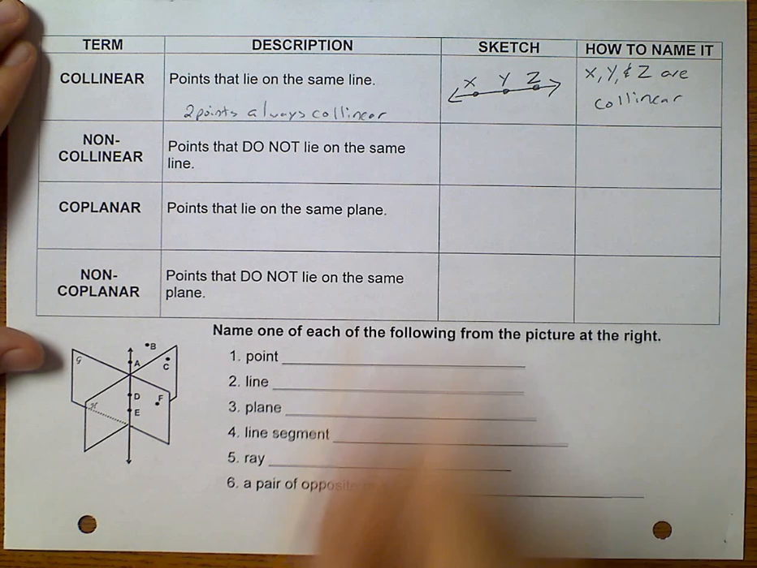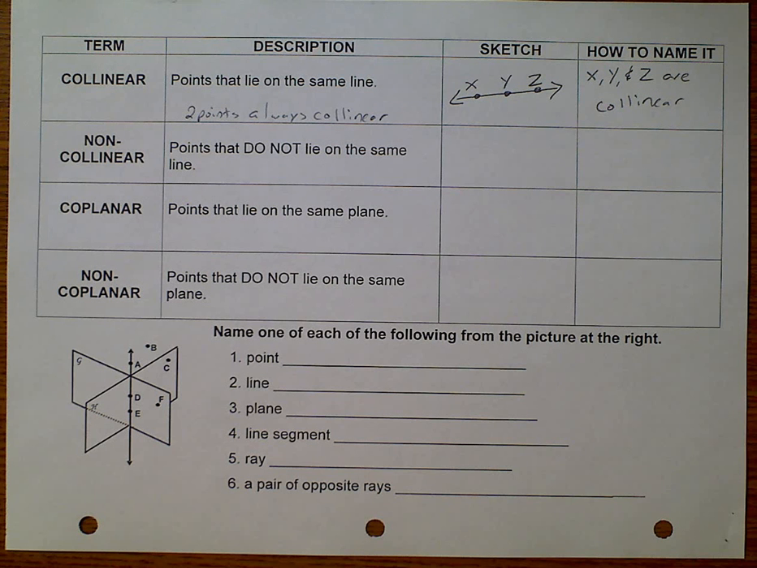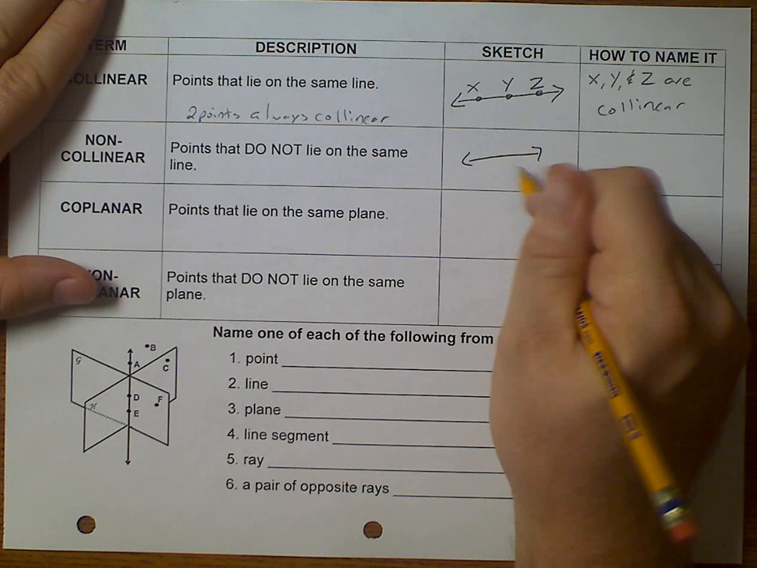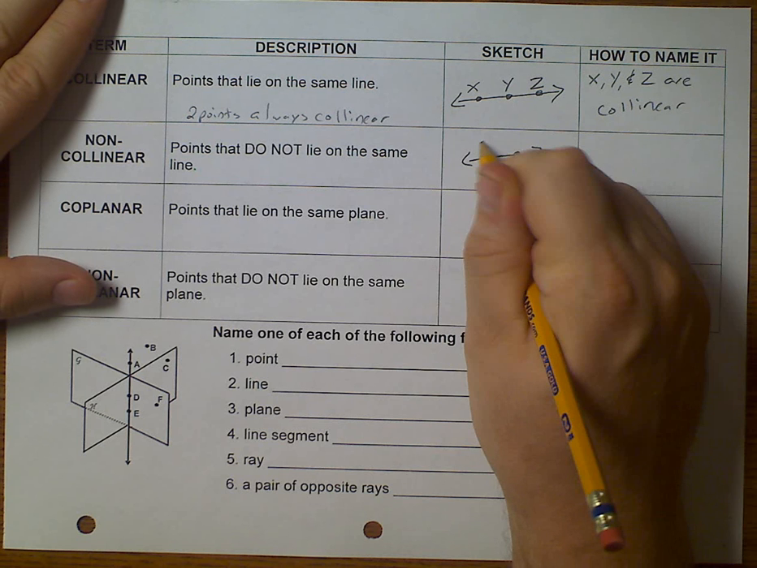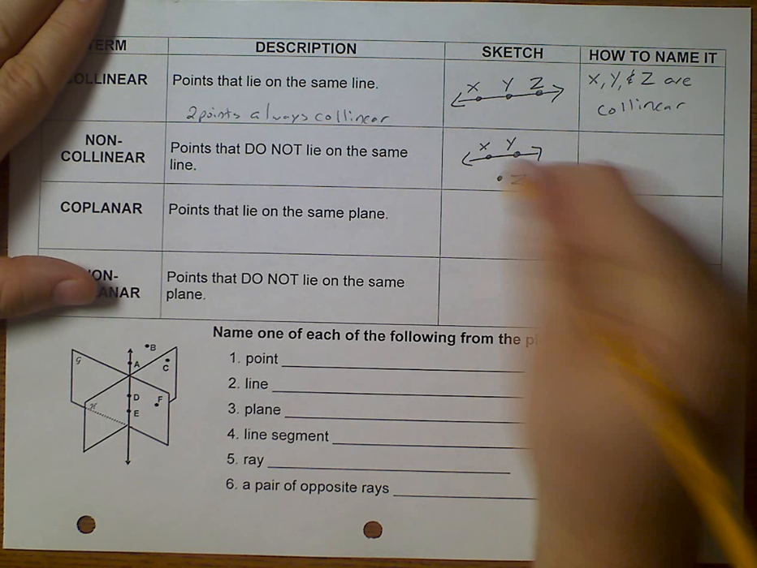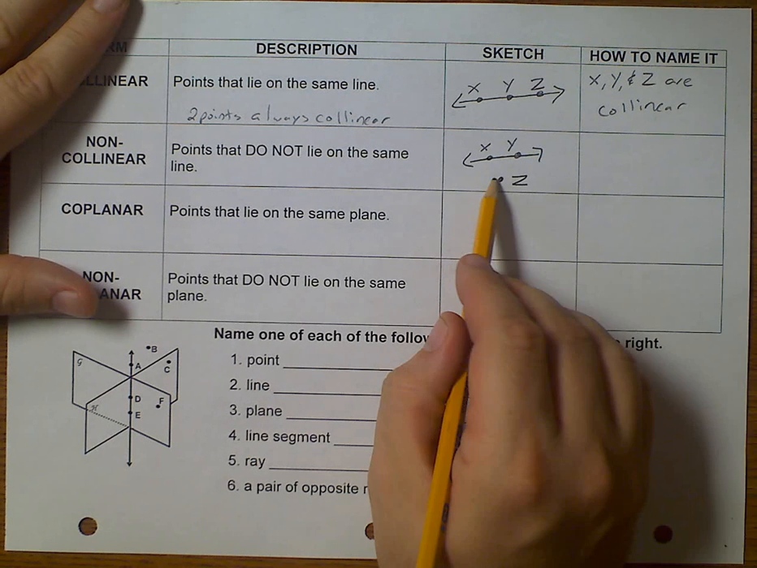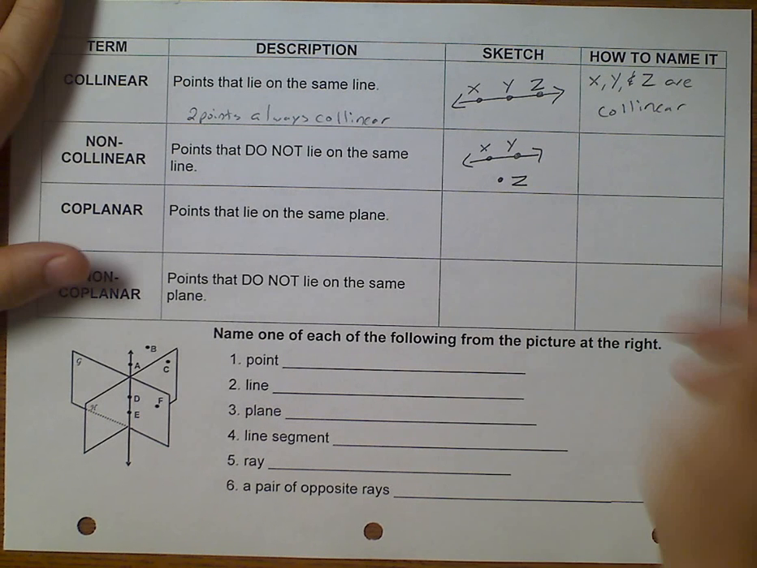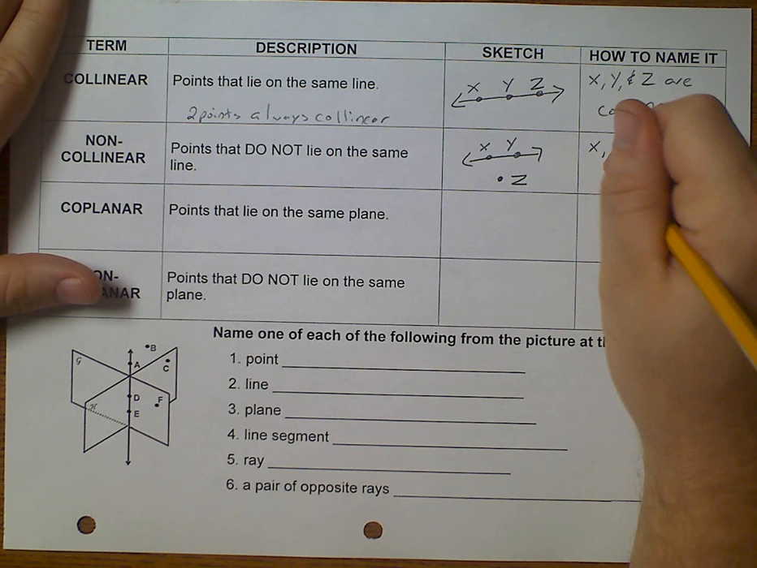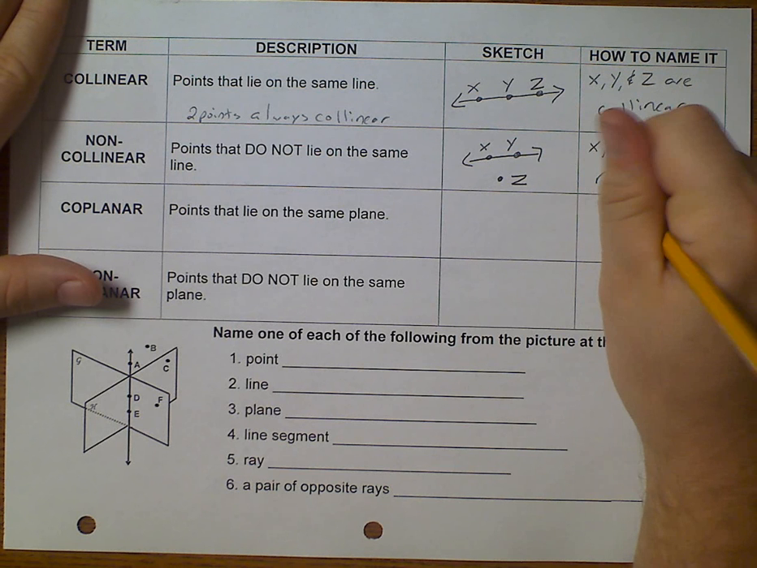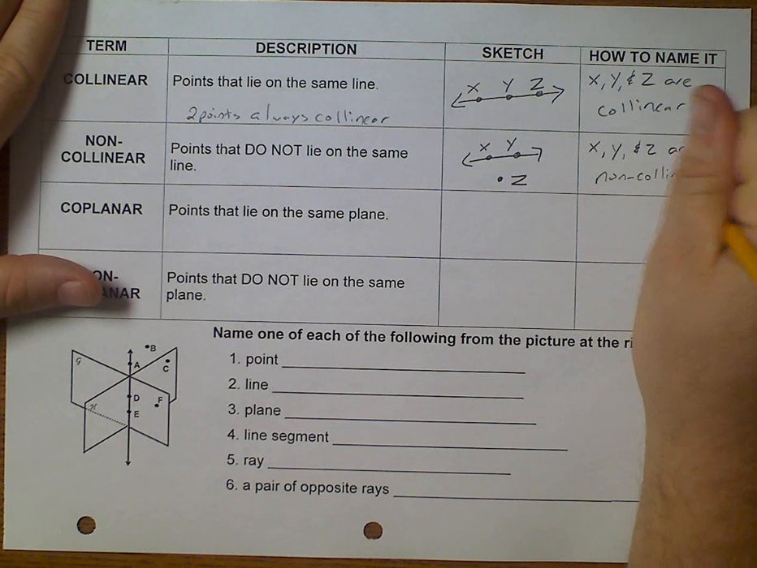So if we want to say that points are collinear and it means something, we're going to be talking about more than just 2 points. Now, non-collinear means they do not lie on the same line. So we have X, Y, and Z. Now notice, I could draw a line from X to Z or from Y to Z, but I can't draw a line that goes through all 3 and be straight. So here we would say that X, Y, and Z are non-collinear.